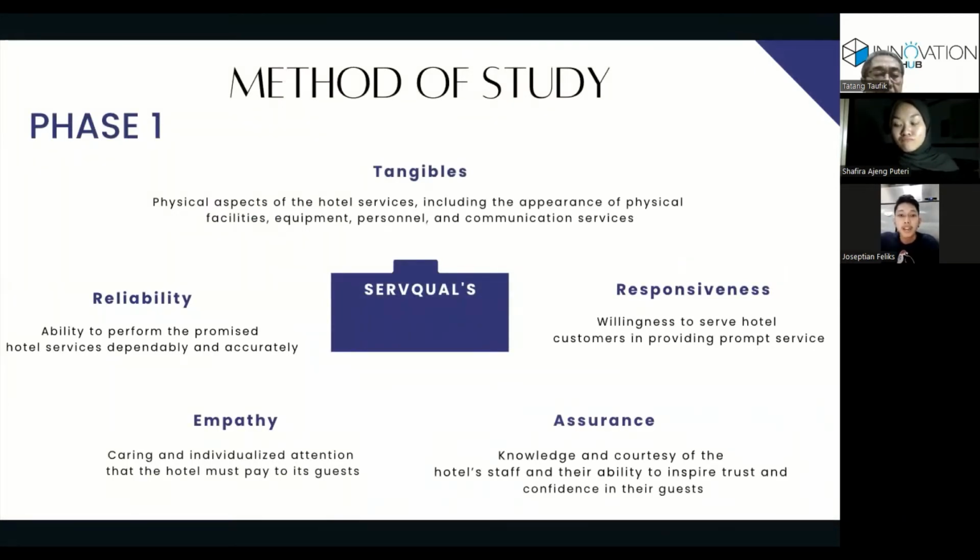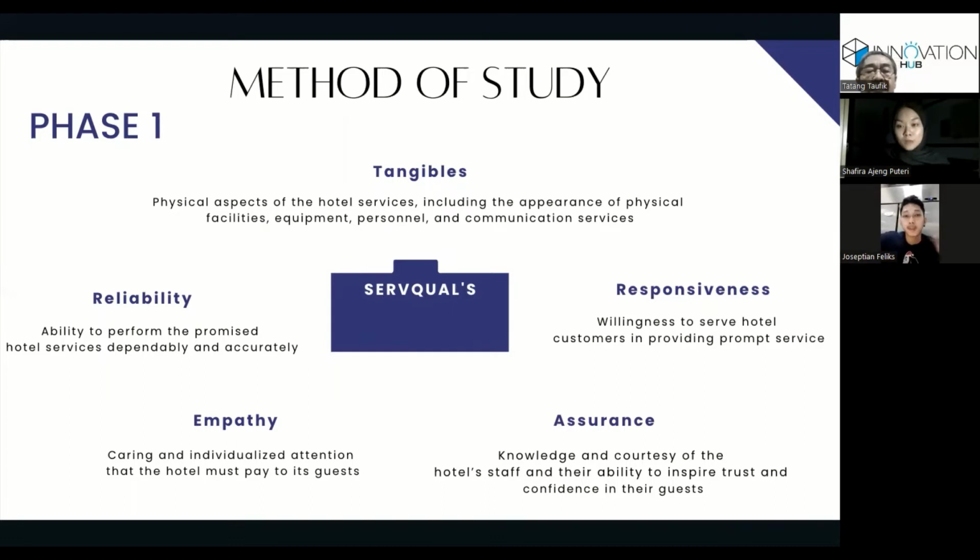In the method, we have 3 phases in this methodology: phase 1, phase 2, and phase 3. We will explain each phase one by one. But if you don't understand or need an answer, we can discuss it again later in our discussion.